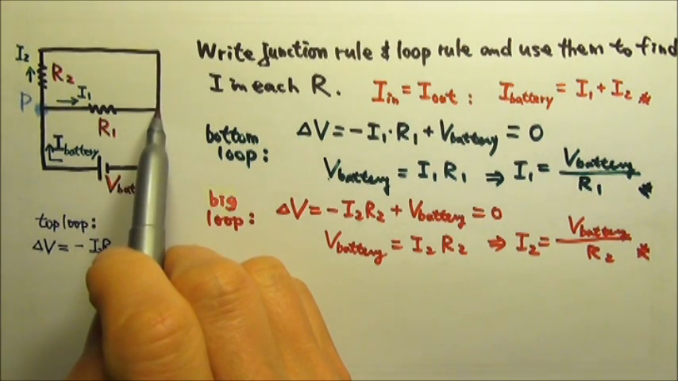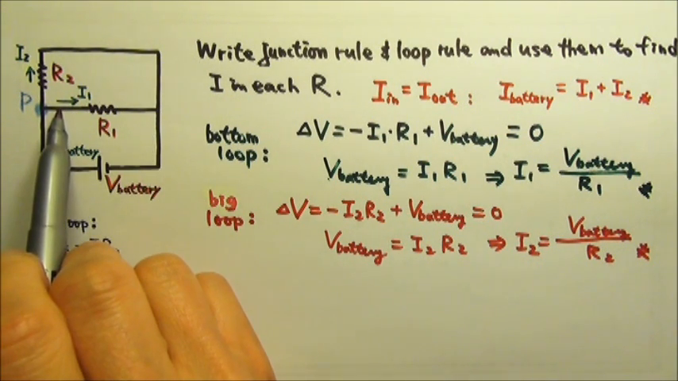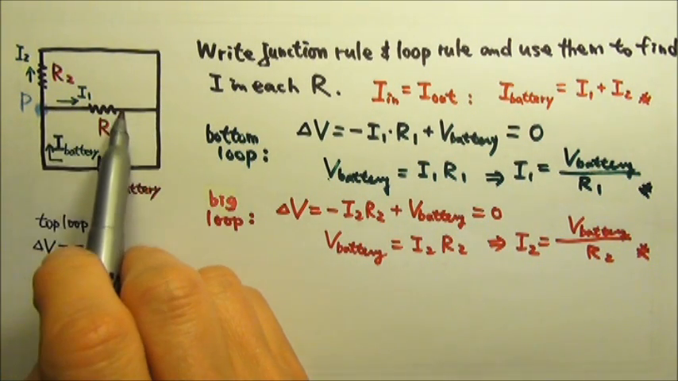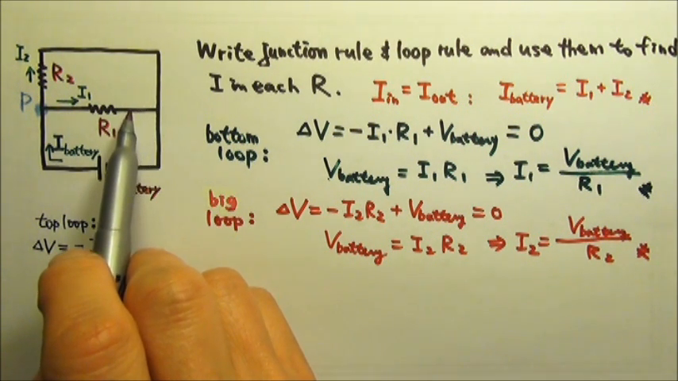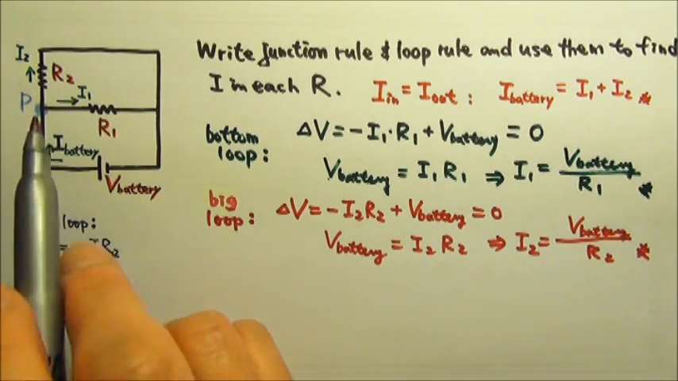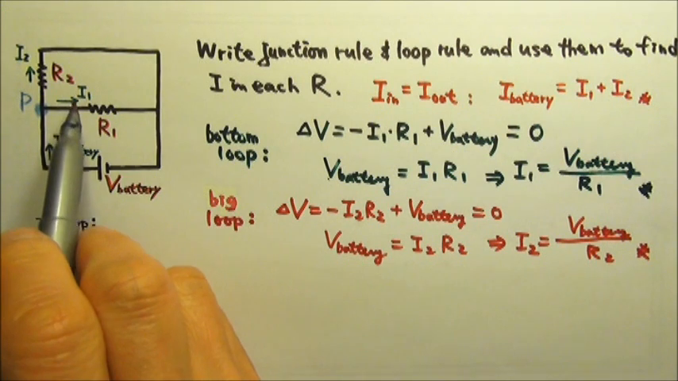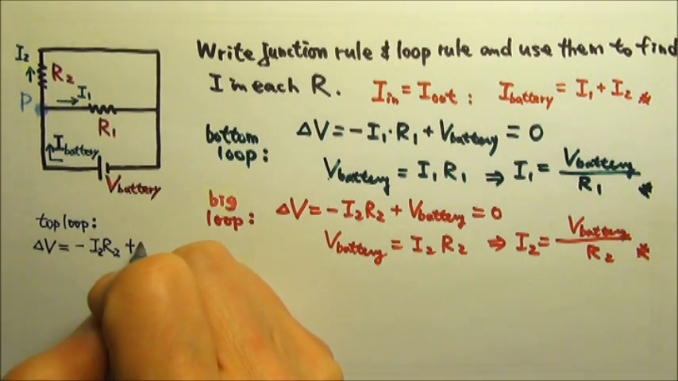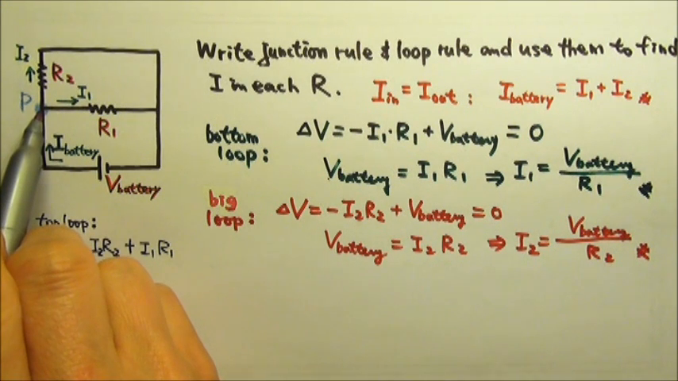Nothing here, and then when I go this way, I'm going against the current. If I'm following the current, the potential is going to decrease. So if I'm going against the current, the potential should increase. So it's going to go up, increase by I times R, which is I1 R1. Now I'm back to the starting point.